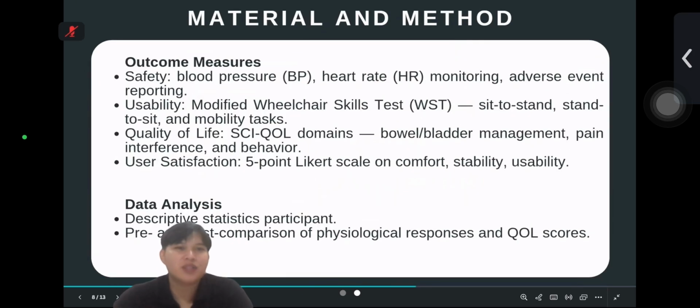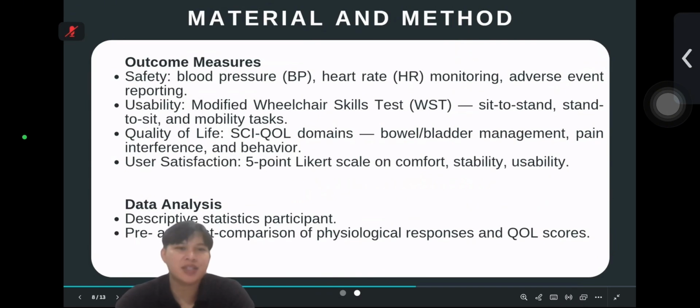So for the outcome measures, the first is safety: blood pressure or BP, heart rate or HR monitoring, and adverse event reporting. For the usability, modified wheelchair skill test or WST, sit to stand, stand to sit, and mobility tests. For the quality of life, for the SCI quality of life, the domains are bowel and bladder management, preference, and behavior. User satisfaction on a 5-point Likert scale on comfort, stability, and usability.